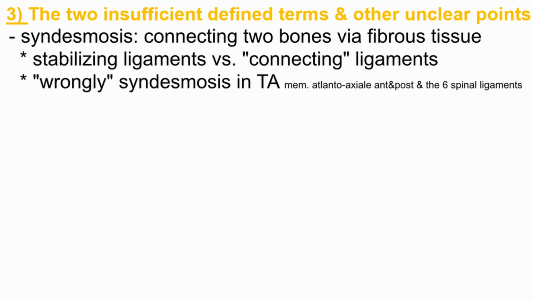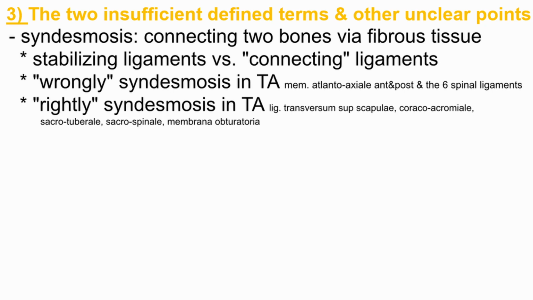Therefore, I would consider membrana atlantoaxiale anterior and posterior and the 6 ligaments of the spine, which in Terminologia Anatomica are considered to be fibrous joints, as stabilizing ligaments and not syndesmosis. The mentioned ligaments are also considered stabilizing ligaments in the Memorix Anatomie book and in Kenhub.